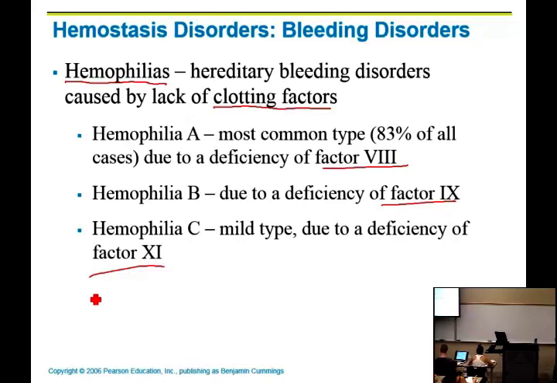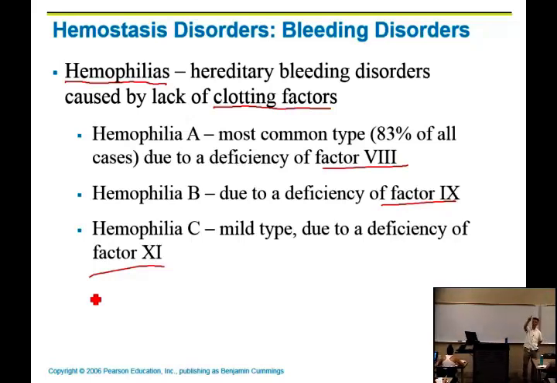But it's a domino effect. If one of those factors along the way is not there or not functioning properly, you're not going to get to the result where you have fibrinogen being activated to form fibrin so you can form clots properly.